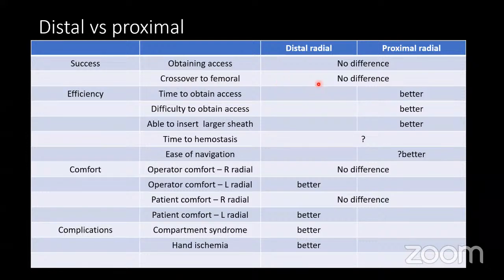Analyzing through that, the success rate is almost no different, and crossover no different. In efficiency, the time to obtain access, difficulty to obtain access, and ability to insert a larger sheath are more in favor of approaching proximal, and hemostasis is almost comparable. For ease of navigation, proximal is better. For comfort on the right side there is a slight advantage for distal, but on the left side there is a huge advantage for using distal radial access. And complications, all sorts of complications have a better advantage for distal radial access. Compartment syndrome as well as hand ischemia is very low for distal access.